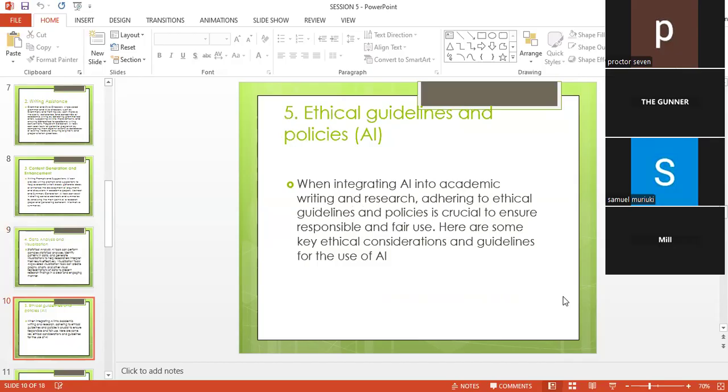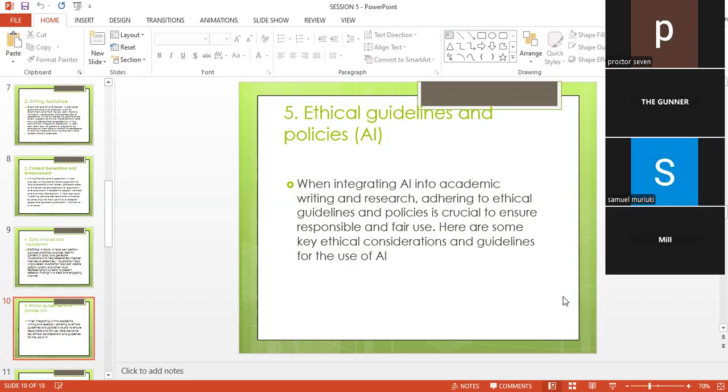What are the ethical guidelines and policies? When integrating AI into academic writing and research, adhere to ethical guidelines and policies crucial to ensure responsible and fair use. So be fair. Don't just use it to write everything.